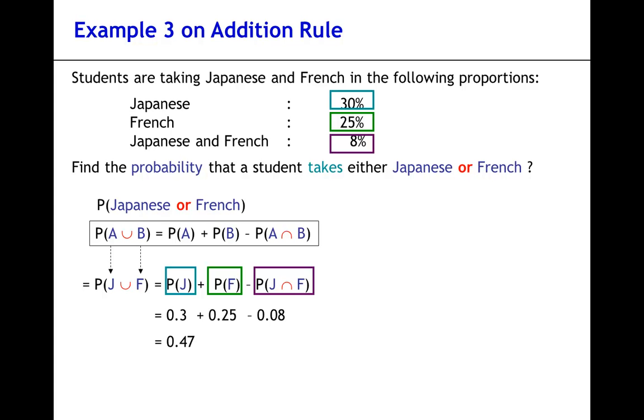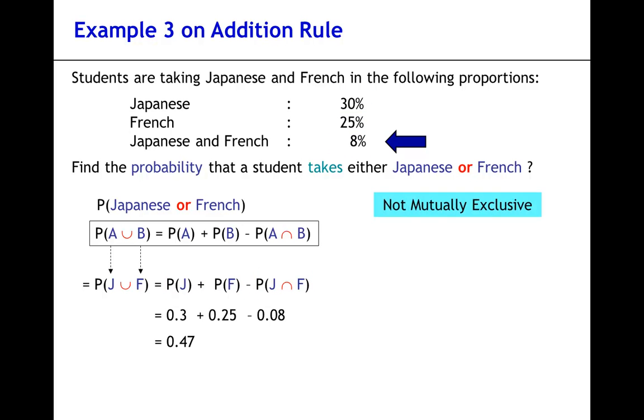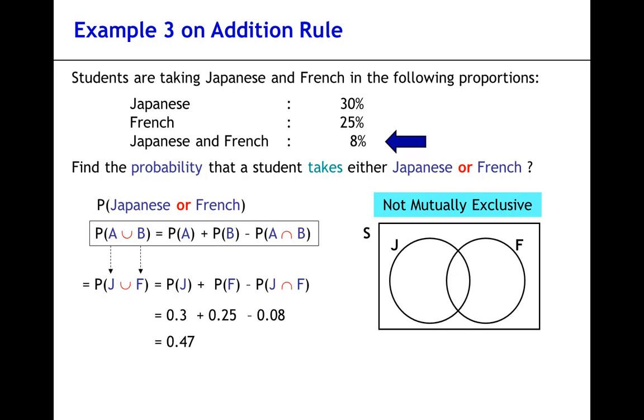If we want to use a Venn diagram to help us visualize, then we have to first note that it is possible for the students to take Japanese and French at the same time. So they are not mutually exclusive. Hence, we draw two overlapping circles, with the middle intersection taking on the probability of 8%.